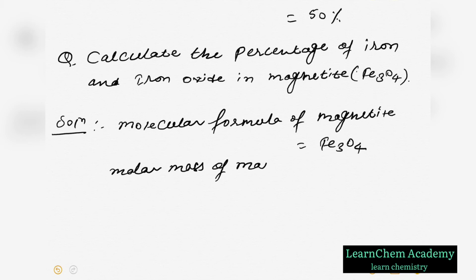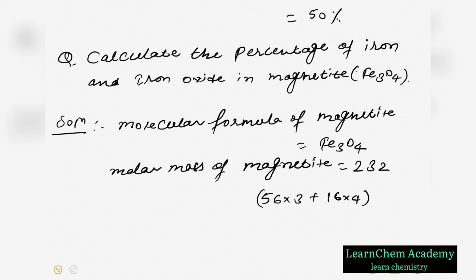of magnetite will be 232. Here 56 is the weight of iron, and we have 3 iron atoms plus 4 oxygen atoms, so 16 into 4. We get 232 as the molar mass of Fe3O4.